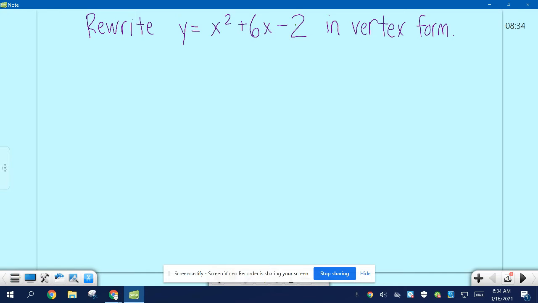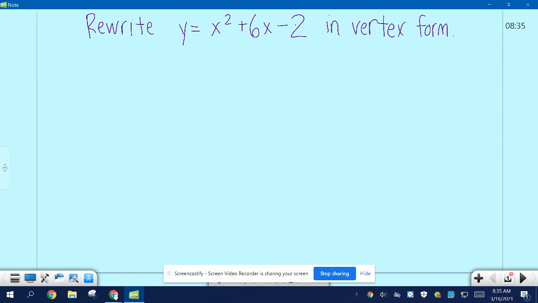In this video, we're going to learn how to rewrite equations in vertex form. So to rewrite an equation in vertex form, the best way to do it is to use completing the square. So vertex form is y equals a(x minus h) squared plus k. So to get an equation in vertex form, let's follow these steps completing the square.